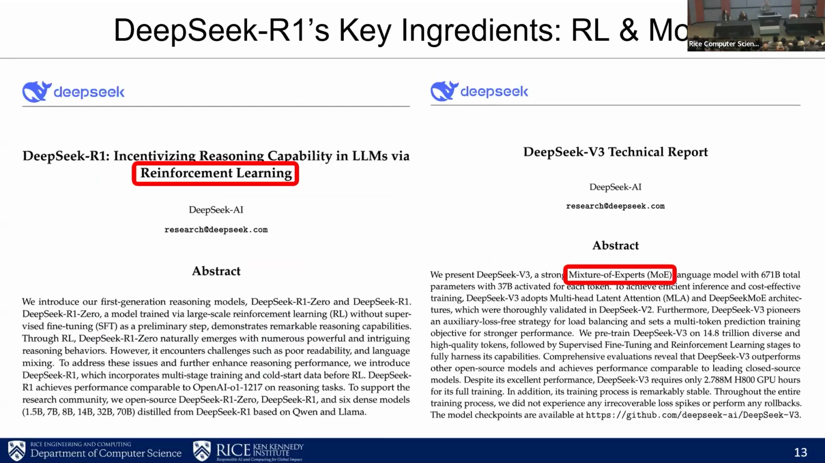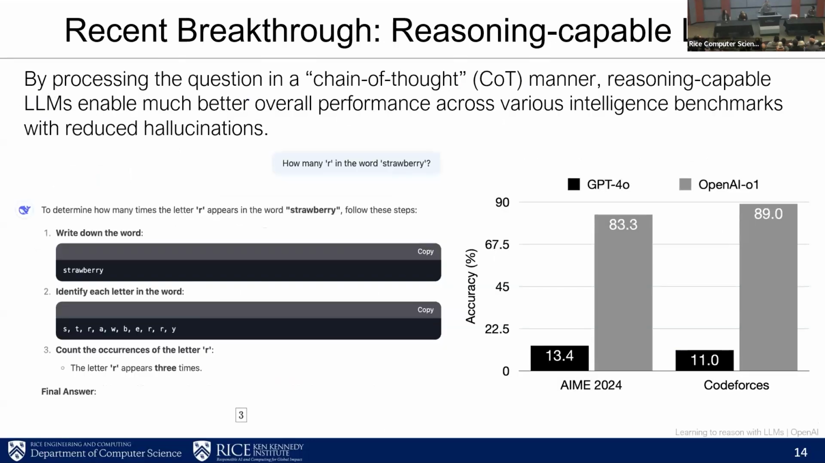However, I do want to highlight some technical points from these titles and abstracts about reinforcement learning and mixture of experts, respectively. So before talking about reinforcement learning, let's take a look at what reasoning-capable LLMs are. Instead of traditional large language models, which deal with a question like how many Rs are in the word strawberry as a direct prompt, feed it into the large language model and get the answer directly.